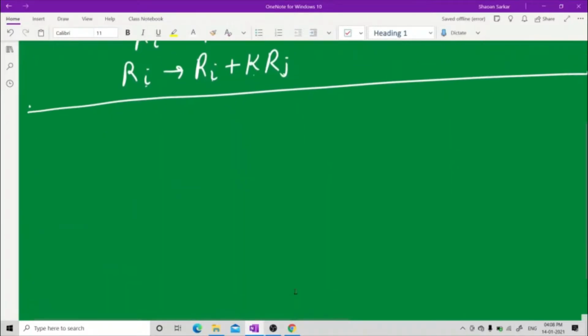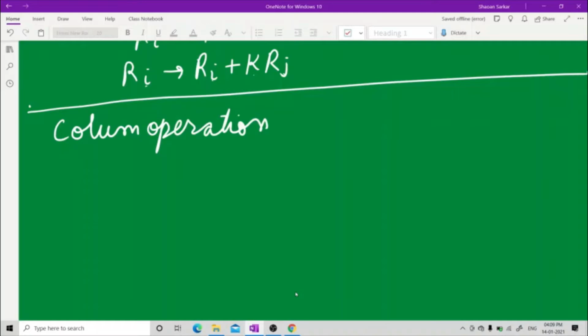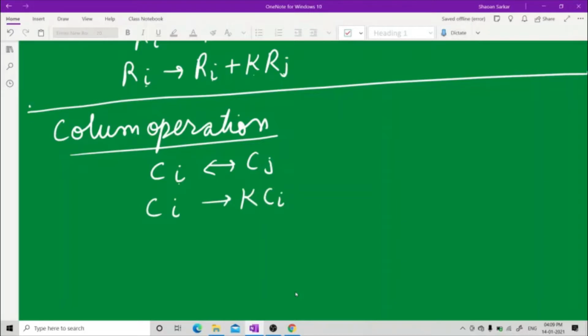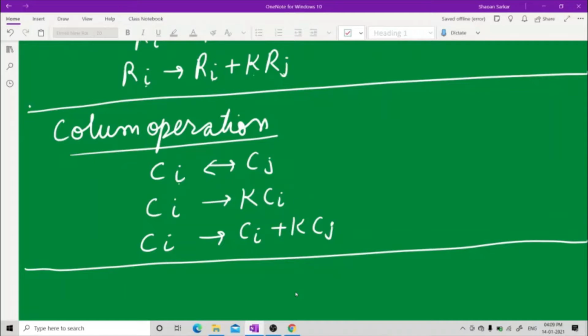Next, column operations. Now column operation is Ci is replaced with Cj. The ith column is replaced with the jth column. Ci is replaced with k times Ci, and Ci is replaced with Ci plus k times Cj. These are the column operations. This also I had explained in the video of determinants. That is, the ith column is replaced with the ith column plus k times the jth column.